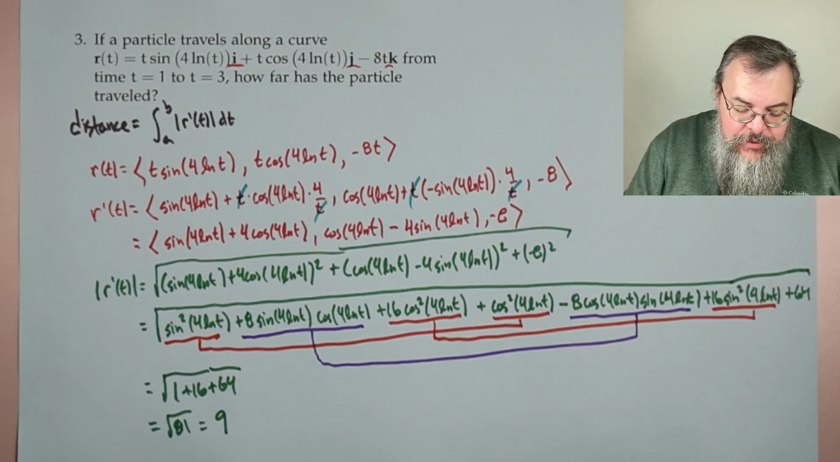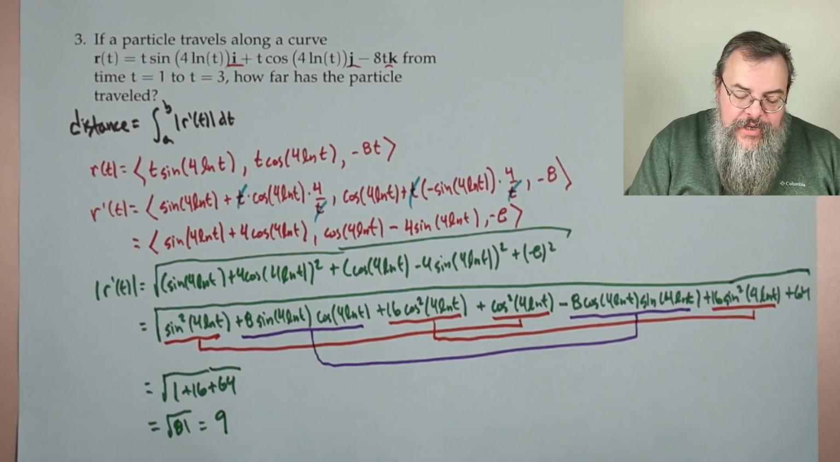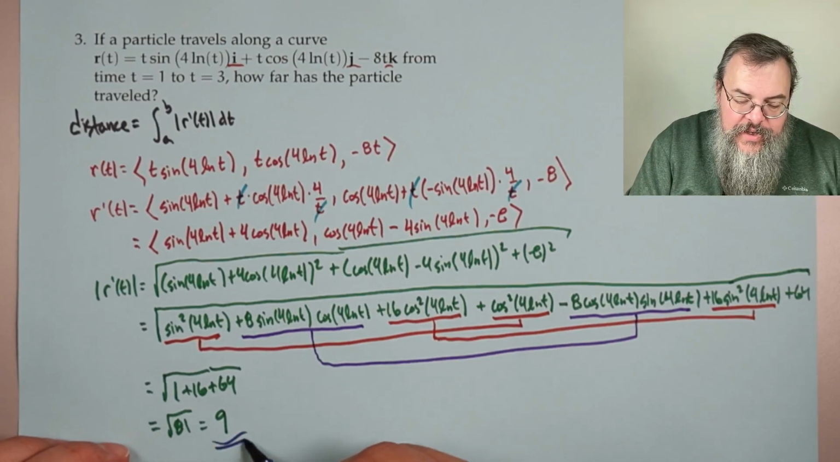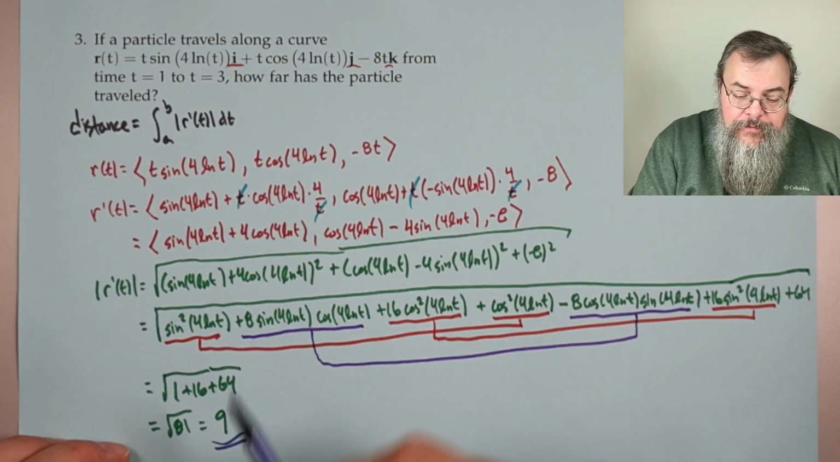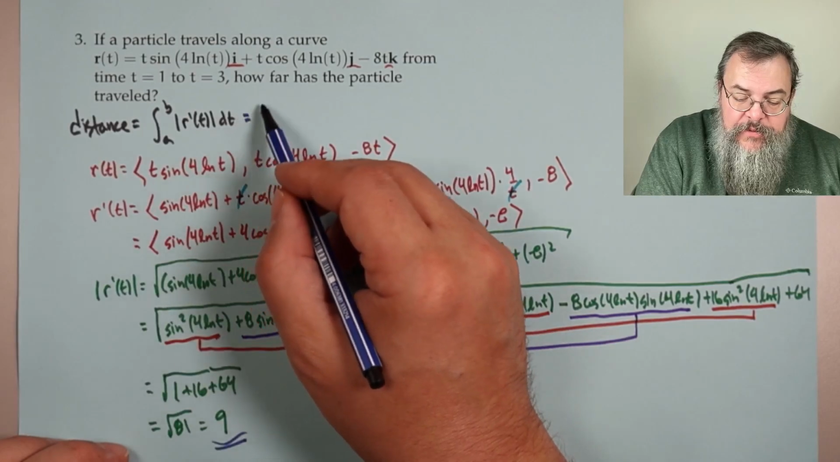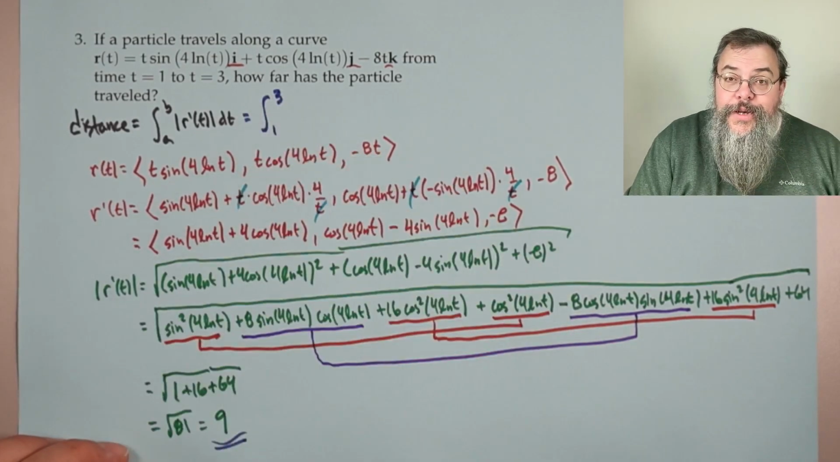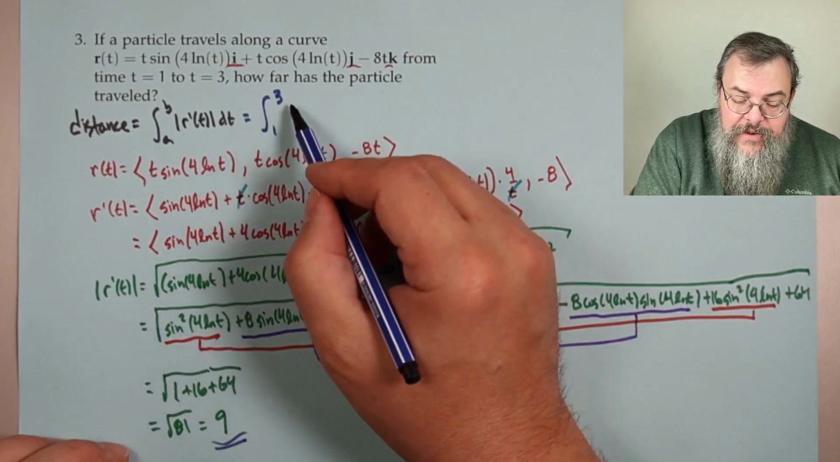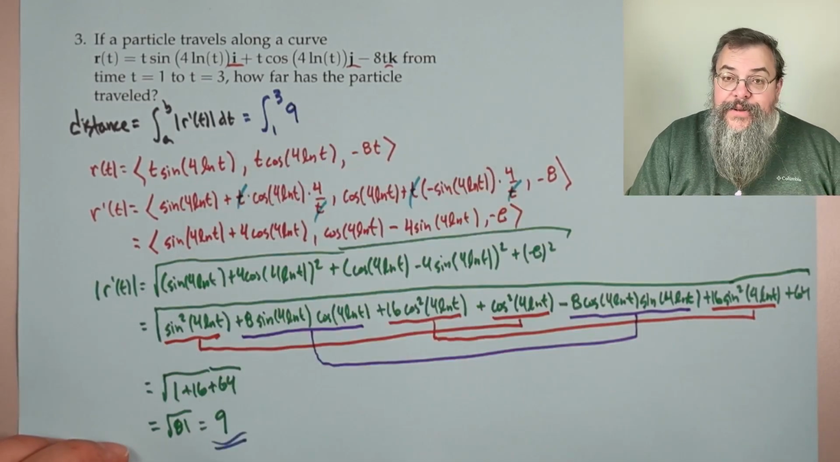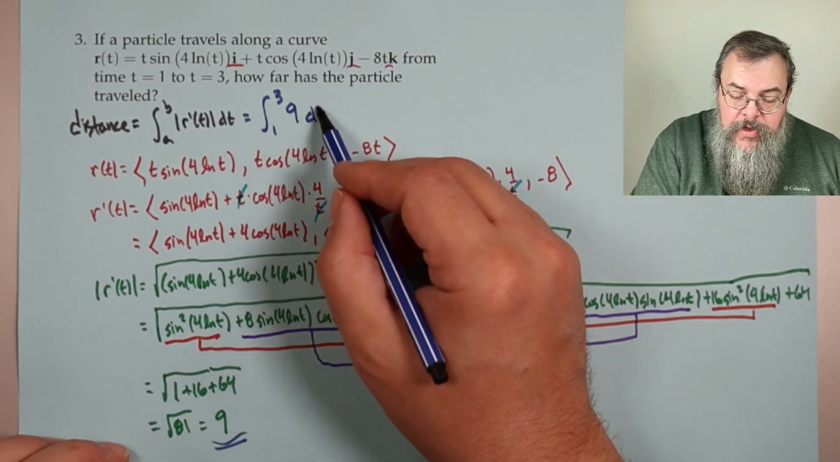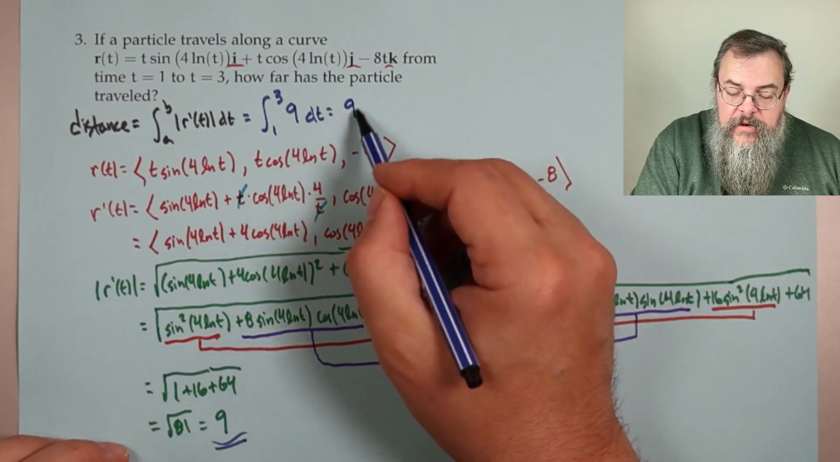So now we're ready to tackle. We've done the hard work. This is the hard part, but we're not out of the woods yet, right? So we say we have to put into our formula. So we're going A to B, 1 to 3 of 9, that's the magnitude, dt. Well, it turns out that's an integral we can do.